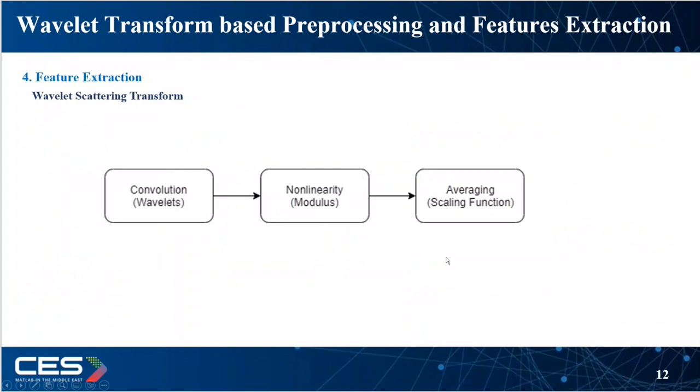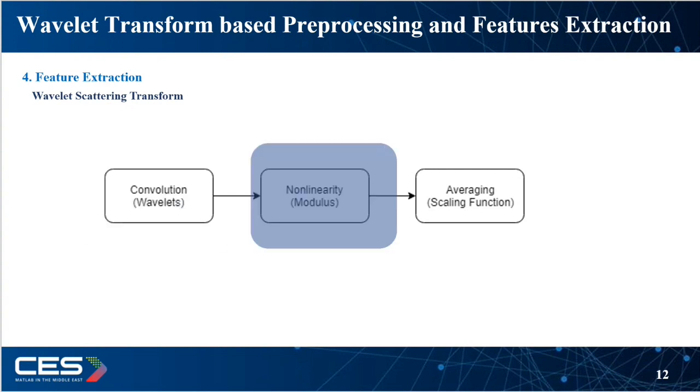So one of these applications, and the final application that I'm going to talk about, is feature extraction. This is very important, and there's a slightly different wavelet transform. We call it the wavelet scattering transform. It's basically based on 3 steps. The first one is the convolution with the wavelets, the continuous wavelet transform. Then we introduce some non-linearity by applying the modulus. And finally, we apply a low-pass filter to average the signal in the time domain.